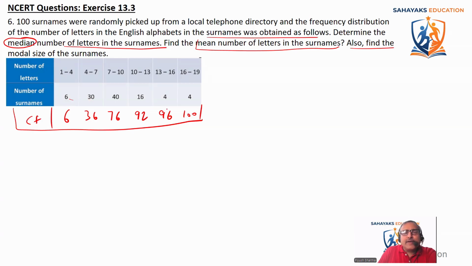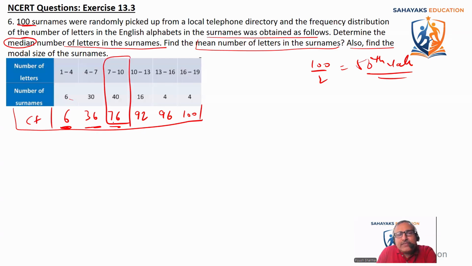Then we have to find the median class. Which is the median class here? Basically, we need to find 100 divided by 2, the 50th value. Where exactly is the 50th value going to lie? Is it going to lie here? No. Here? No. Here? Yes, it's going to lie somewhere in this, because the 36th value to 76th value lies in this class. That is why the 50th value is going to lie in this class.